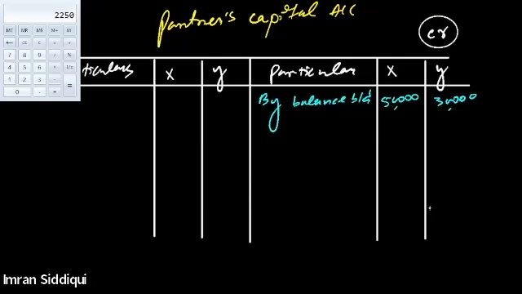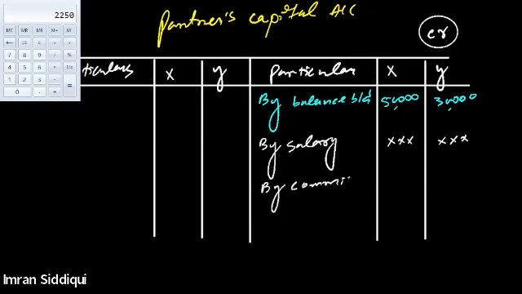And all such transactions that may reduce the capital balance of the partner will be recorded on the debit side. For example, if a partner is receiving salary, salary is going to increase the overall capital balance, so salary will be recorded on the credit side, right? If a partner is given commission, then commission will also increase the overall capital balance of the partner on the credit side as well.